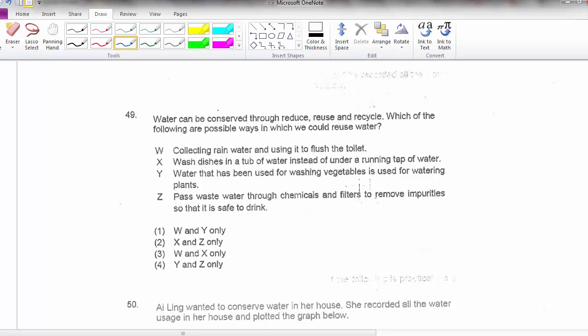Okay, question 49. Water can be conserved through this 3R process. So which are the following ways in which we could reuse? So here we are talking about reusing of water. So let's look, collecting rainwater and using it to flush the toilet. Yep, this is a way to reuse water. Wash dishes in a tub of water instead of under running tap. This is actually to reduce, so it's not what we are looking for. Water that has been used for washing vegetables is used for watering plants. This is reusing, correct? And Z, pass wastewater through chemicals filters to remove impurities so it is safe for drinking. This is actually to recycle the water, not to reuse it. So W and Y is my answer.